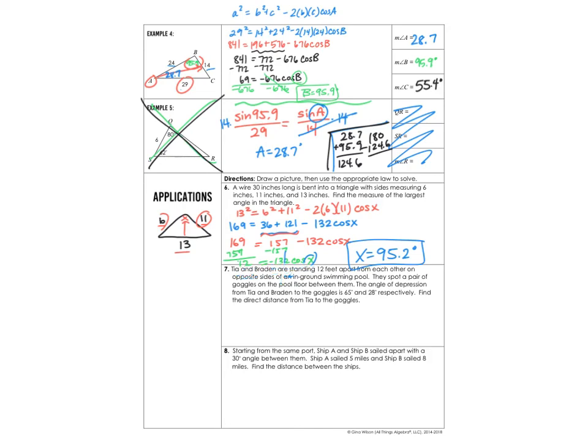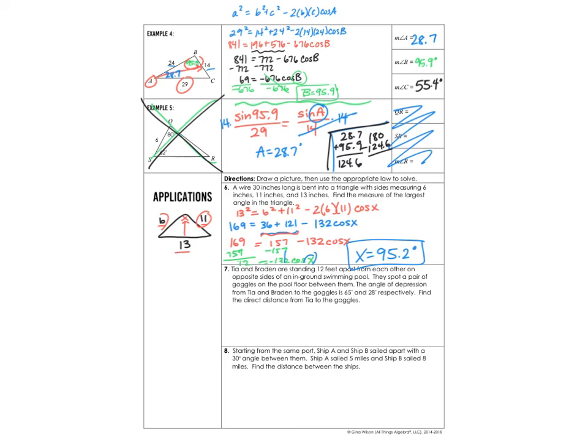Alright, let's look at another one. Tia and Braden are standing 12 feet apart from each other on opposite sides of an in-ground swimming pool. They spot a pair of goggles on the pool floor between them. The angle of depression from Tia and Braden to the goggles is 65 and 28 respectively. Find the direct distance from Tia to the goggles.